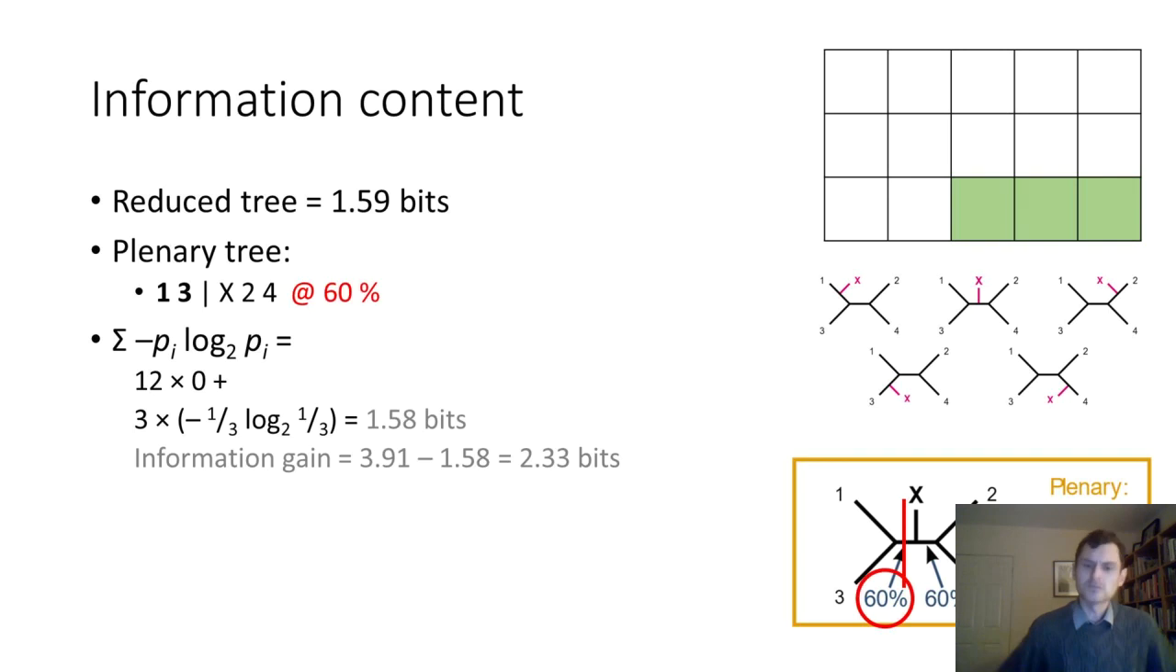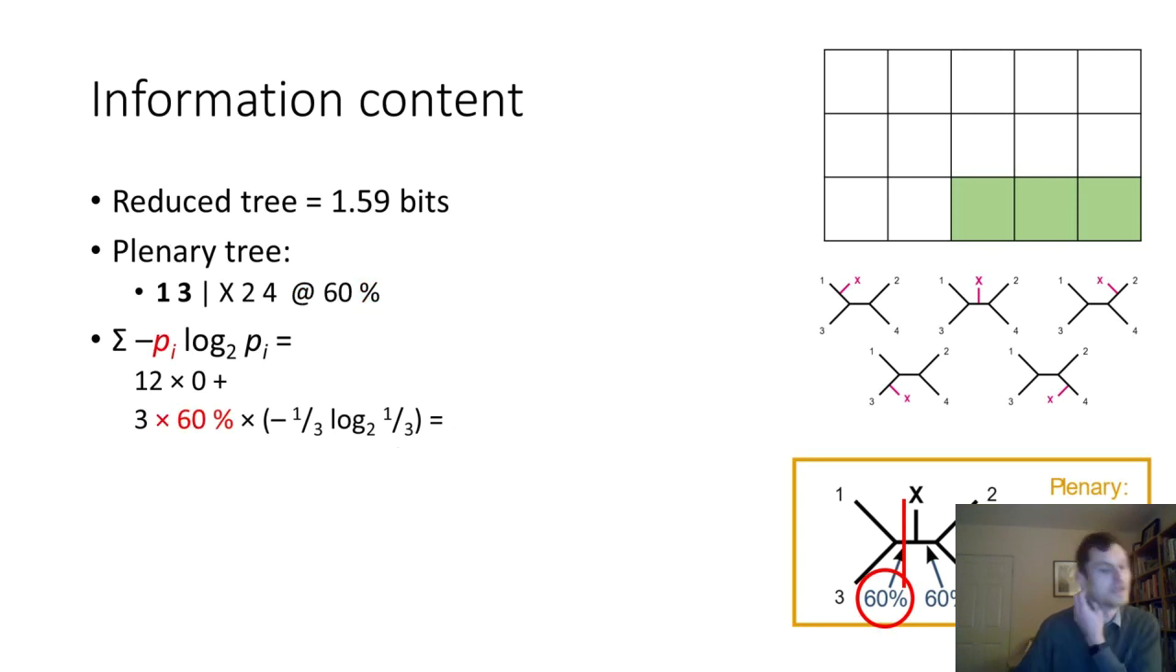But we don't know it for sure. We only know it with a 60% probability. So we need to incorporate this reduced probability into our entropy calculation. We've got to go in each of the p's, needs to be reduced by 60%. And this reduces our information content.